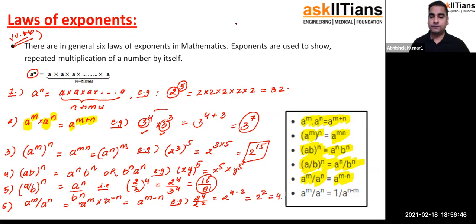All right. And then the last one is actually an extension of this only. If you move this a raised to the power m to the denominator, then you will get 1 upon a raised to the power n into a raised to the power minus m. So that can be written as 1 upon a raised to the power n minus m. Like that, both are actually related only.